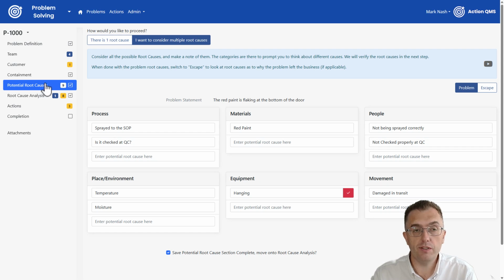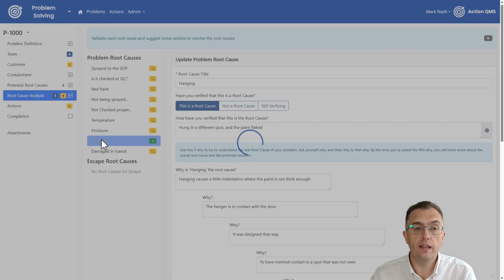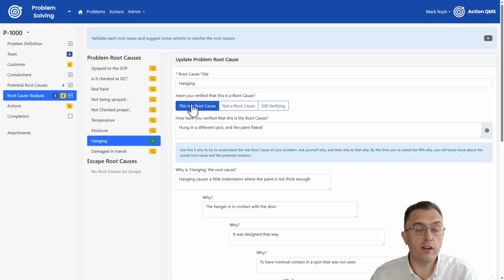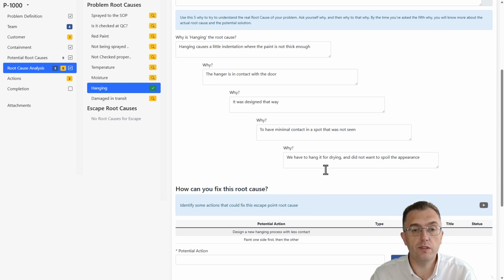Our potential root causes. So this is like an Ishikawa or a fishbone diagram, where you look at the process, the materials, the people, the movement, equipment or place, environment, and we just very quickly write down what could the problem be, what could the root cause be. And then we go through each of those root causes, and when we identify that one of those is a root cause, then we can say, how did we verify it? Have a little 5Y to further understand why that is the root cause.